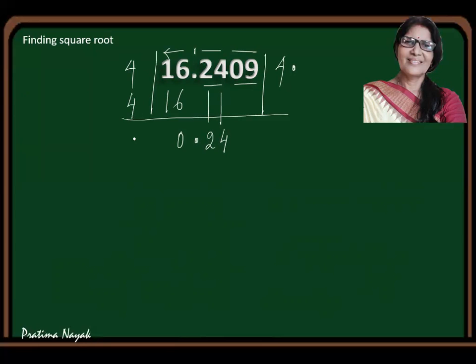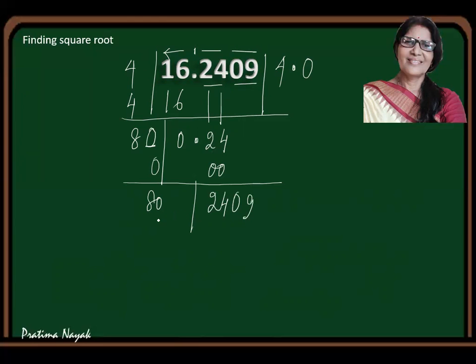Now 4 plus 4 is 8. What next? What should I put here? It should be less than 24. Certainly it will be 0. 80 multiplied by 0 is 0. Then 80 plus 0 is 80. Here will be 2409. What should I put now? 9 means 3 square or 7 square. So I'll write 803 into 3, or I'll add 807 into 7. So it will be 3.